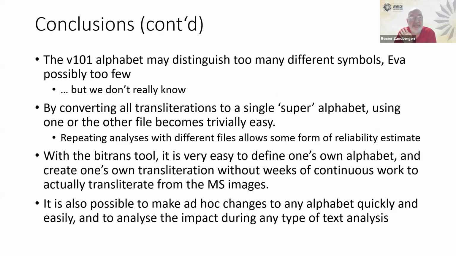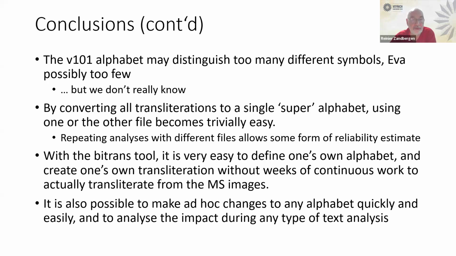We may tentatively conclude that the V101 alphabet may distinguish too many different symbols. We saw how it was quite different when counting the Apex and how this would come down when making it more similar to the other alphabets. However, Eva perhaps has too few different symbols, but we don't really know. Certainly, by converting all transliterations to a single super alphabet, it's becoming trivially easy to use just one or the other file by just changing the input file and running the same analysis tools. And in fact, repeating analysis with different files is one way of checking the reliability of one's results.